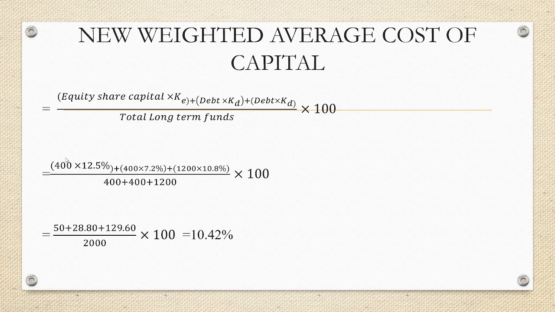Now with this new cost of equity, we will have to calculate the new weighted average cost of capital. So weighted average cost of capital is equal to 400 into 12.5%, this we have found out now, new cost of equity, plus 400 into 7.2% and 1200 into 10.8% divided by the total long-term funds, that is 400 plus 400 plus 1200 into 100. So here the new weighted average cost of capital is equal to 10.42%.